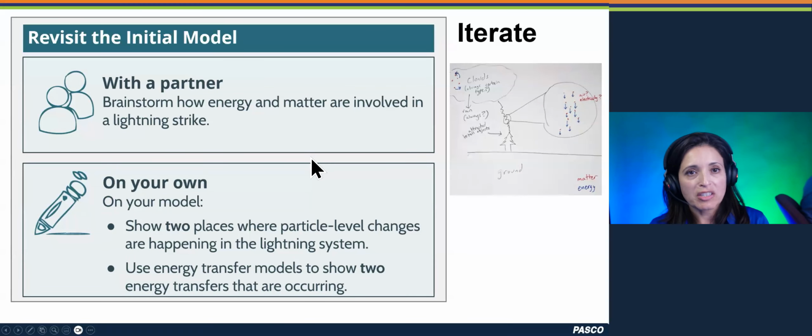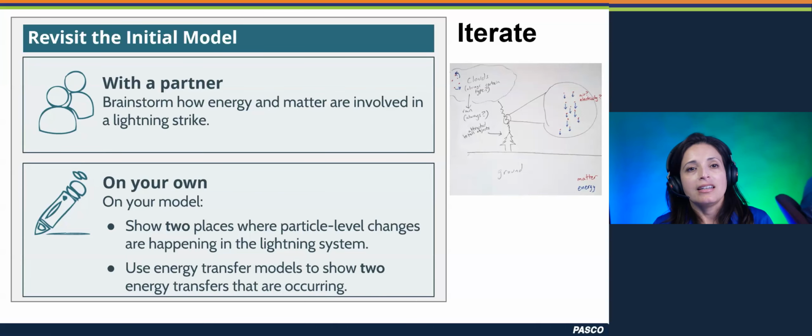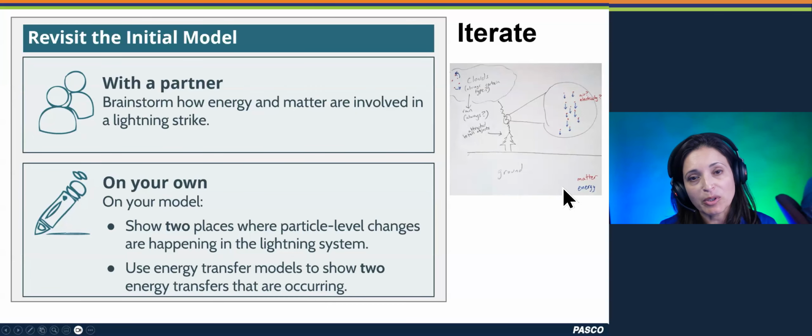So students would initially create a model and then talk to each other about what they put in their models and then iterate, add more and modify their models based on their conversations. And then on their own, go back, revise the model. Now add a little bit more complexity to it. Make sure that you're adding arrows with energy transfers. In this example here, students should be labeling with matter energy using colors and arrows to show energy transfers.